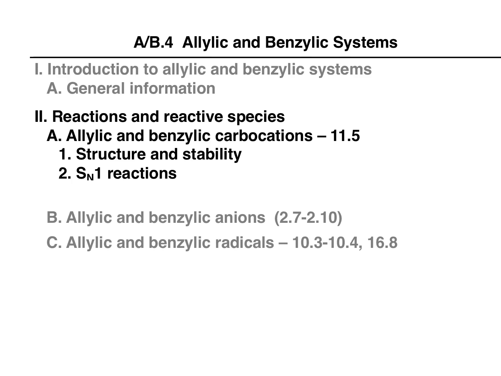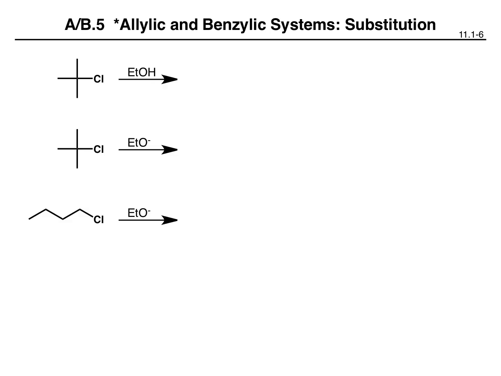Here we begin our look at reactions and reactive species, looking first at allylic and benzylic carbocations. So we'll talk a little bit about structure and stability, and then we know that carbocations are important for SN1 reactions. Last semester, we saw many examples of substitution reactions.